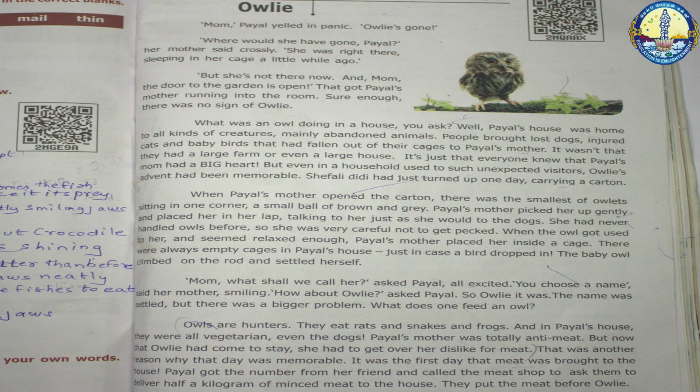Now let us move on to the supplementary section, Owlie. I'll give you a summary of this story. Payal and her mom are fond of birds and animals. The house was a home to all kinds of abandoned animals, lost dogs, injured cats, and lost baby birds.